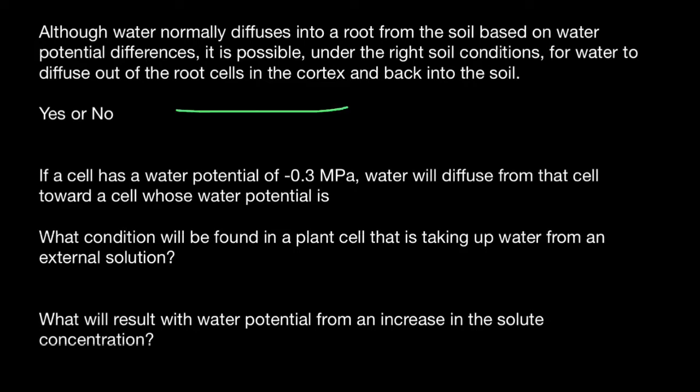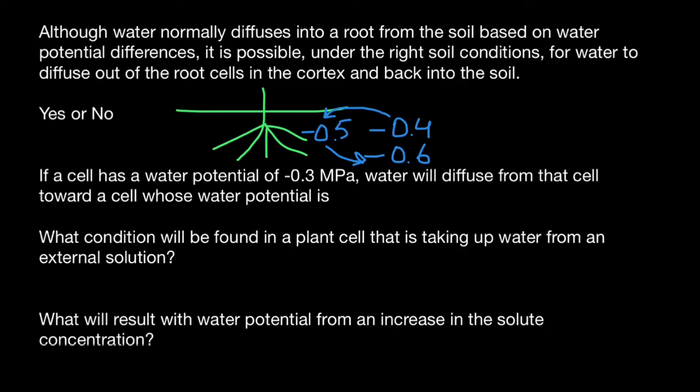Imagine that this is soil and this is a tree, and here's the root system of the tree. If water potential in the root system is, for example, minus 0.5, and in the soil, let's say minus 0.4, water would move from high water potential to low water potential, from soil to the root system. But if, for example, in the soil water potential is minus 0.6, in this case, the root system may lose water because water goes from the highest water potential to the lowest water potential.